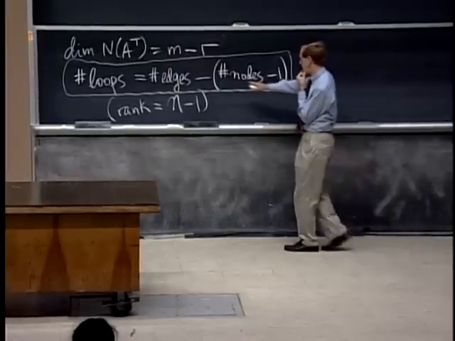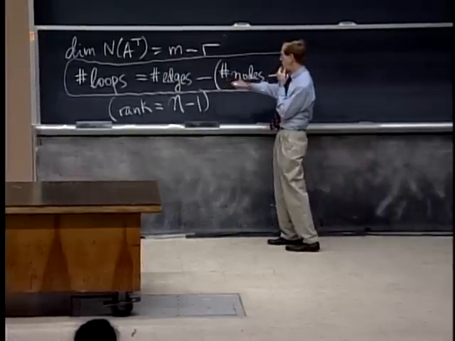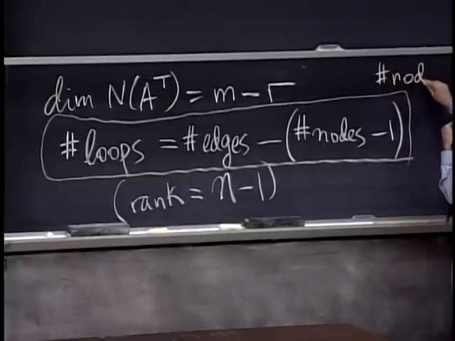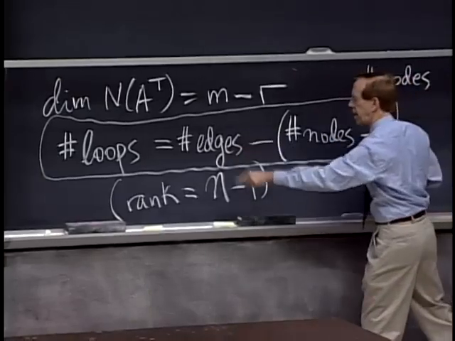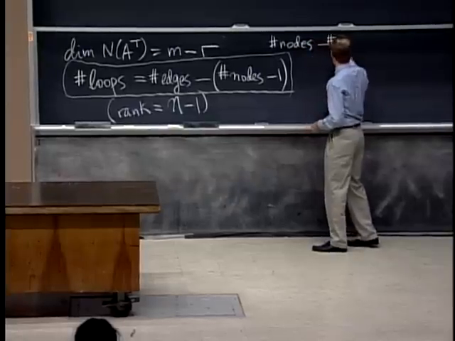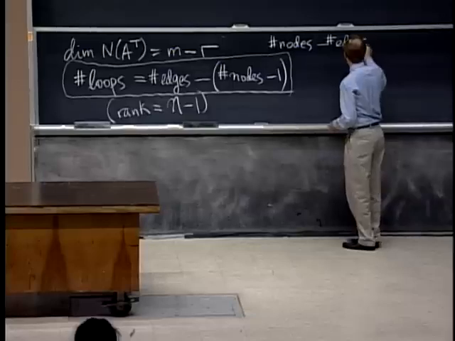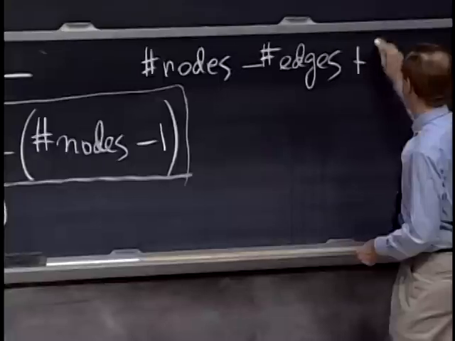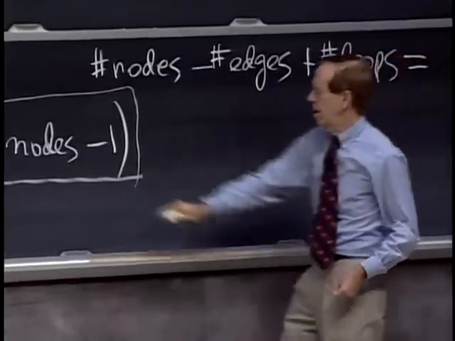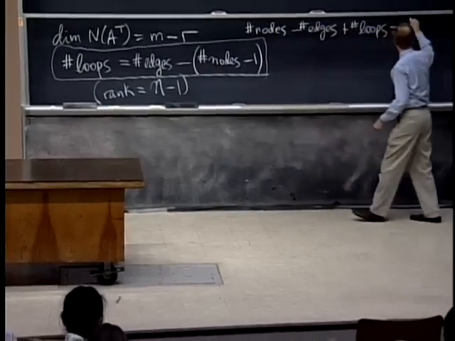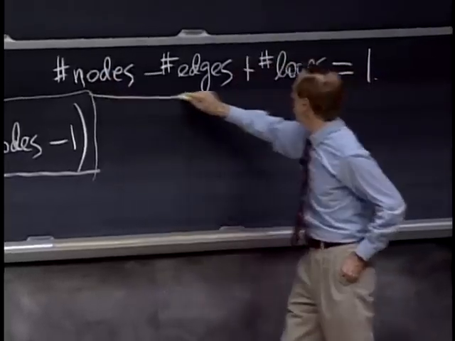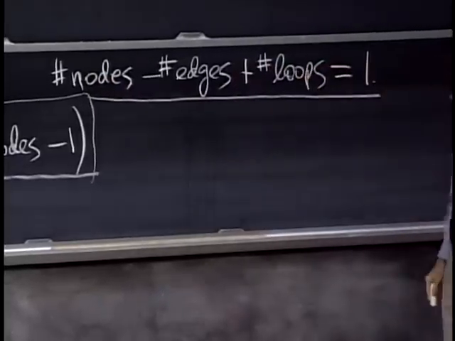Okay, so let me put the number of nodes on the other side. So the number of nodes, I'll move that to the other side, minus the number of edges, plus the number of loops, is, I have minus 1, is 1. The number of nodes minus the number of edges plus the number of loops is 1.